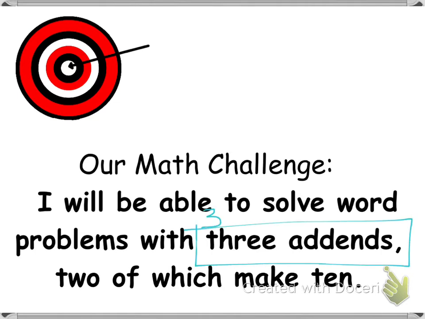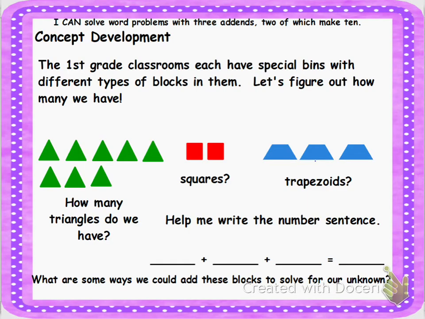Remember, add-ins mean parts. So we're going to have word problems whenever there's 3 parts. 2 of them are going to make 10. Remember, we know our 10 buddies. So we know we can find the 2 that make 10. So now, let's look at this. So it says, the first grade classroom each has special bins with different types of blocks in them. Let's figure out how many we have. So there's triangles. Let's see how many triangles they have.